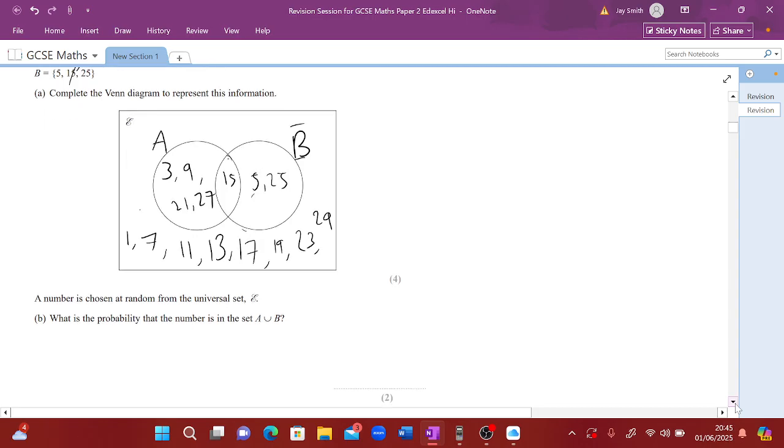Okay. So then it says a number is chosen at random from the universal set, which again basically means everything inside the box. So what is the probability that the number is in the set A or B? It means or. So this U shape means a union. So it could be either, A or B. It's like how you consider two things together. It's kind of like the union, right?